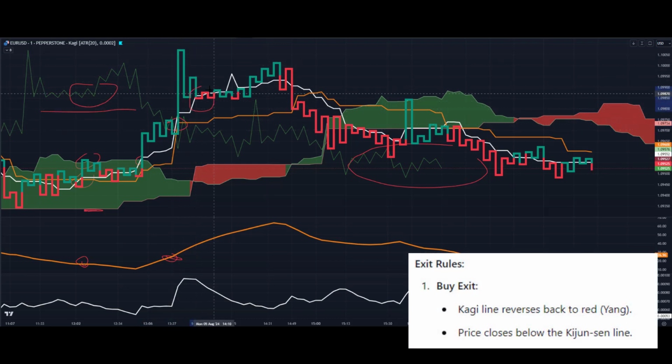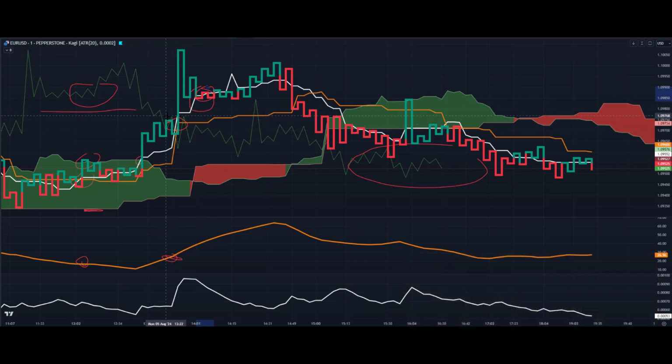Well, we can say if it reverses from green to red, or it crosses back through the Kijun Sen line there at the top, and we would get out anyway. So it's similar to the Kagi line reversing, or we could maybe do a fixed amount on the trade, you know, a fixed risk return, maybe 1.5 to 1, something like that, depending where you've put the stop.